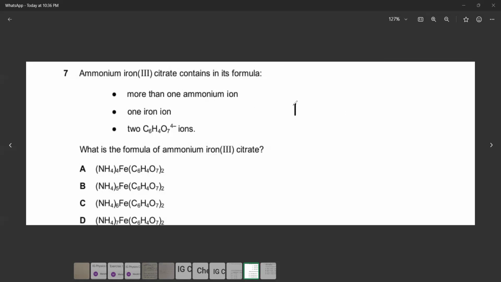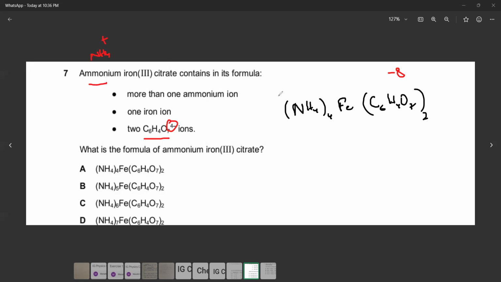So let's say A was the right option, we have ammonium. We don't know if A is right or wrong, but let's say A was right. C6H4O7 with a charge total of 2, so the charge on this one is -4. There are two of them, so this will be -8. What is the charge of the ammonium ion, NH4? Each is +1, so there are 4 of them, so this will be +4. And it is iron 3, so iron is +3. Is the total sum of the charges, when I add, 0? It's not 0, so it cannot be A.